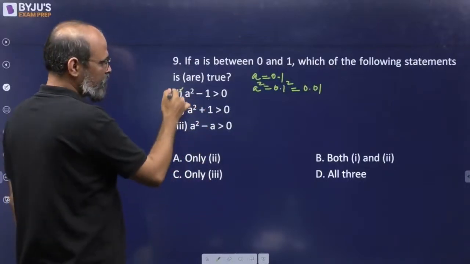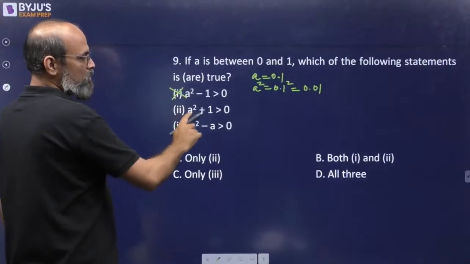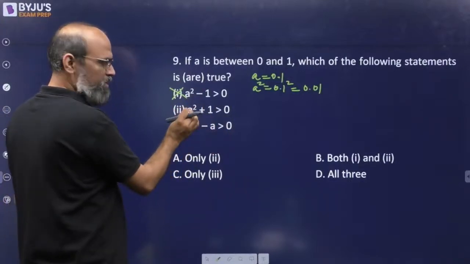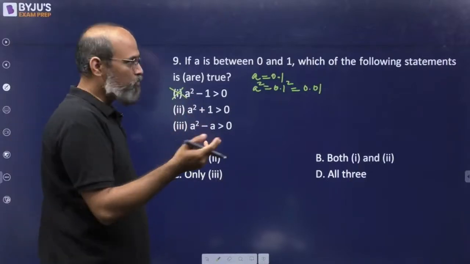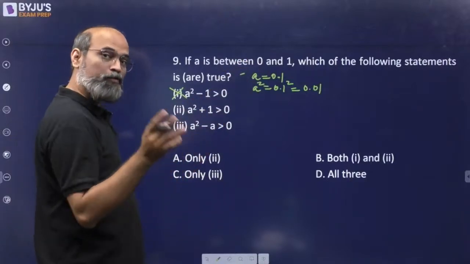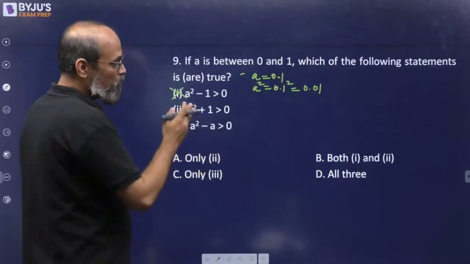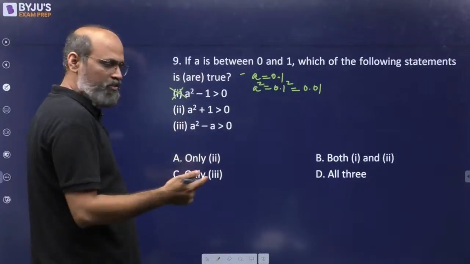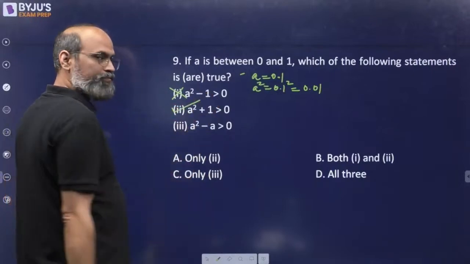Now, A square plus 1, that is 0.01 plus 1 is greater than 0. Of course, A square will always be a non-negative value. As per the condition given, it will always be a positive value. Positive value plus 1 will be positive, right? Greater than 0 is another way of saying positive. So, ये तो true हो गया.